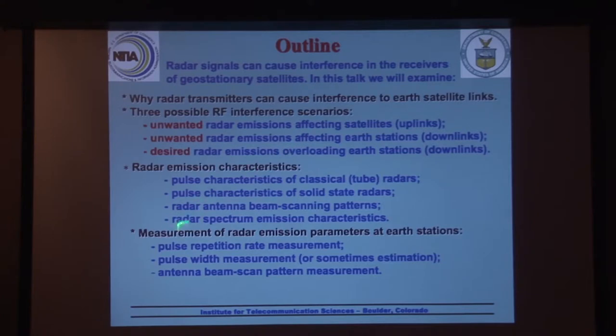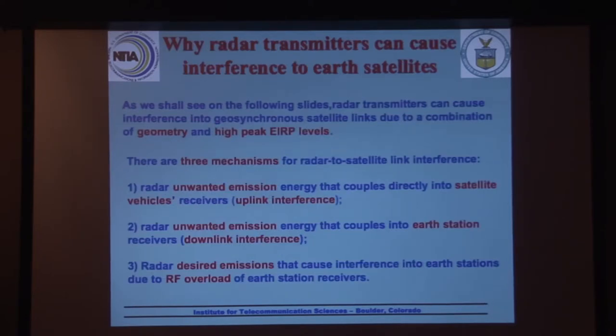And then we'll finally really get down to business, which is how to measure radar emission parameters at Earth stations, since you can't ever normally get to a geostationary satellite to do measurements right there. And we'll look at the critical parameters that need to be measured to identify a radar emission in a satellite link, namely the pulse repetition rate, the pulse width, or sometimes just an estimation, the antenna beam scanning pattern, and then finally we'll look at how you can identify a particular radar type using the measurement data that you've already collected.